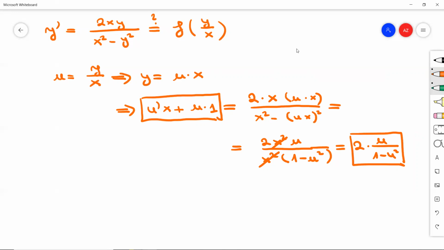For today, the plan is that we will first look at another differential equation which can be solved analytically. It's the so-called exact differential equation. And then I will show you one theorem about the existence and the uniqueness of solutions.